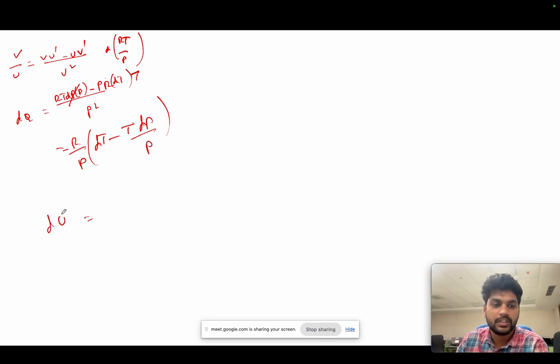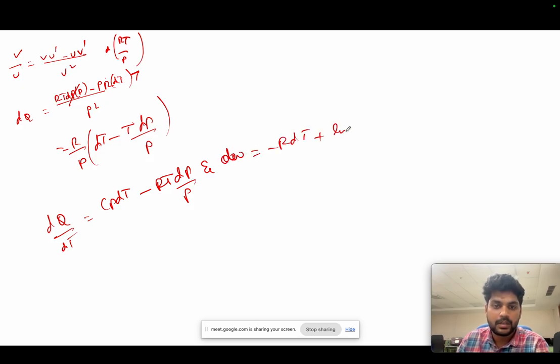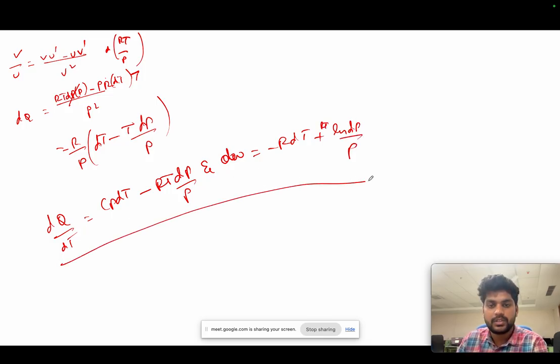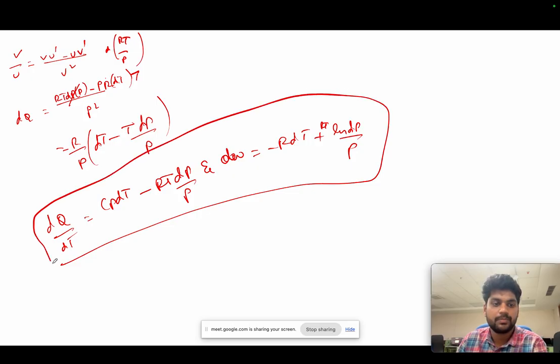So for this it is dq. The whole dq will be Cp dt minus RT dp by p, and dw equal to minus R dt plus RT dp by p. So these are the two equations with respect to the pressure change.